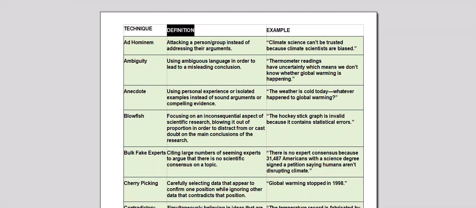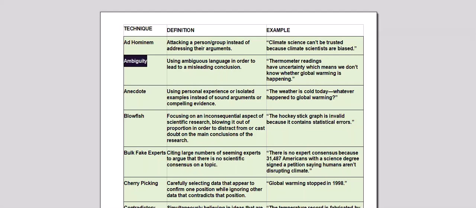Technique, definition, example. Ad hominem: attacking a person or group instead of addressing their arguments. Example: climate science can't be trusted because climate scientists are biased.